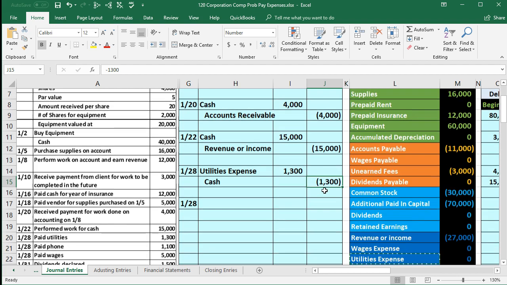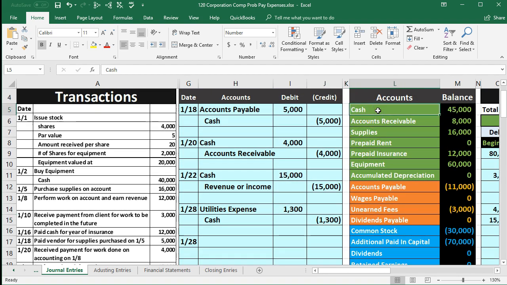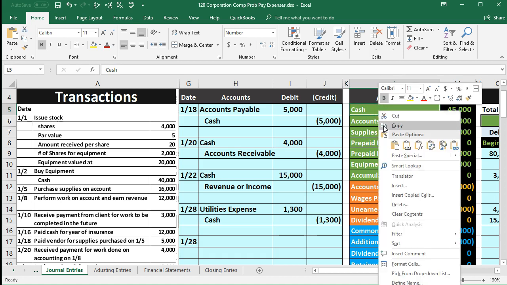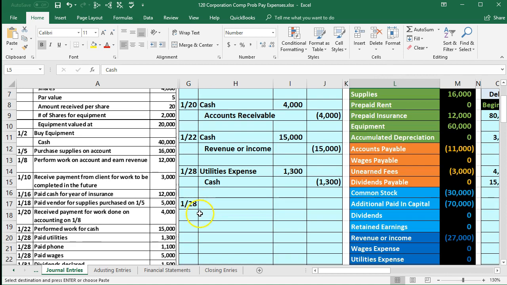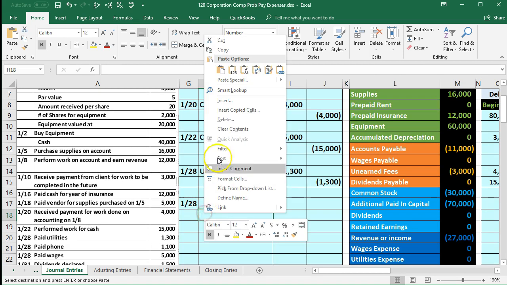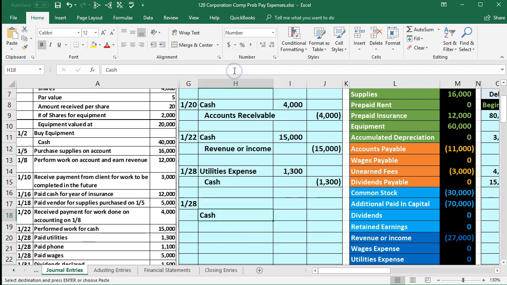Okay, so this time we're going to play with cash. So cash is affected once again. Cash is a debit balance. We're going to make it go down by doing the opposite thing to it, which is a credit. Right-click and copy that cash. Going down, we're going to put it on the bottom of the date. So we are in H18. Right-click and paste 1, 2, 3. Then I'm going to indent, which is probably done for you already. Go into the Home tab, Alignment Group, and increase the indentation.